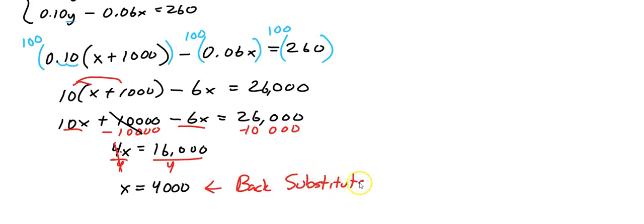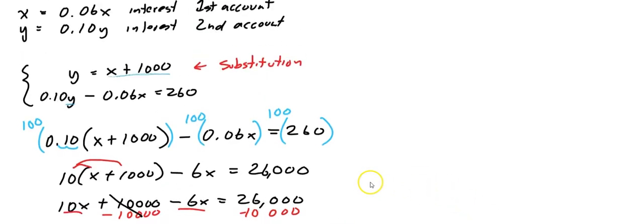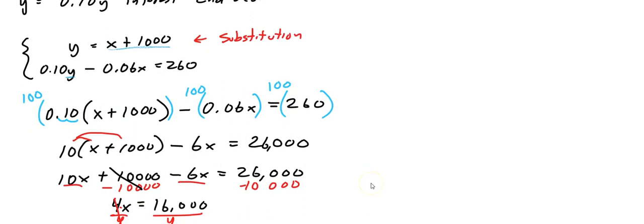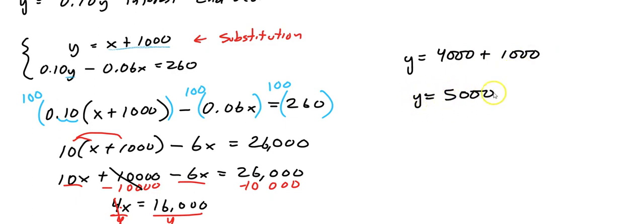We're going to back substitute. We're going to take this equation, we're going to take this x and put it back into our first equation, which is going to be y equals, well, instead of x, I'm going to put 4,000 plus 1,000, and then we're going to get y equals 5,000.